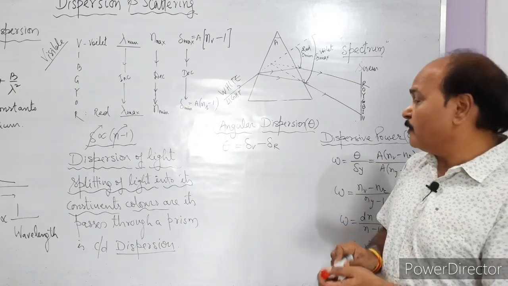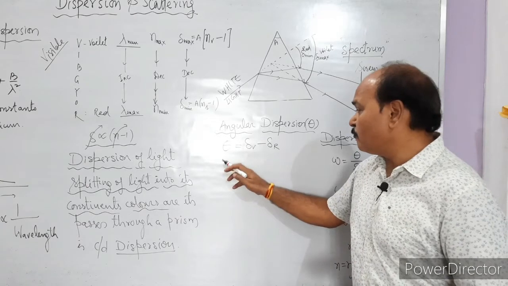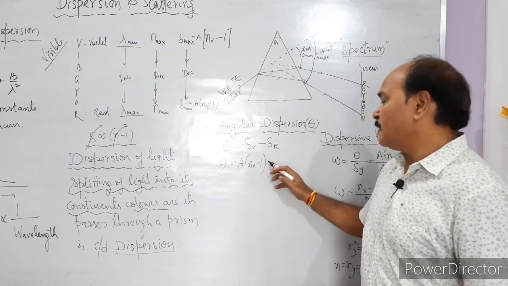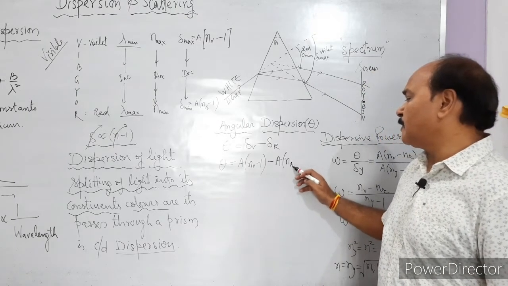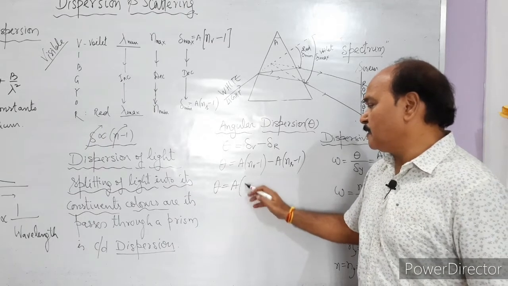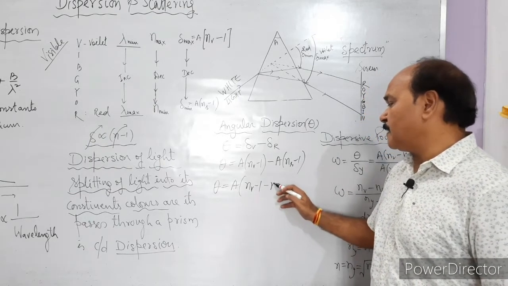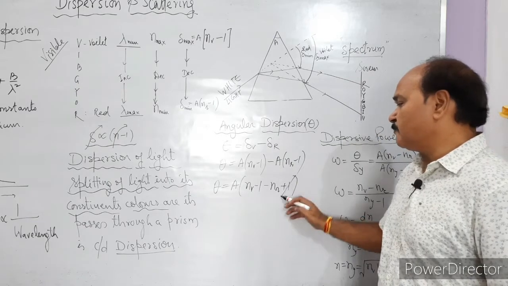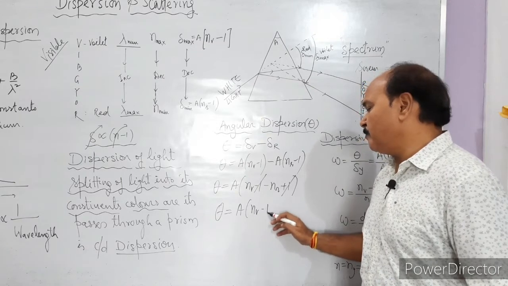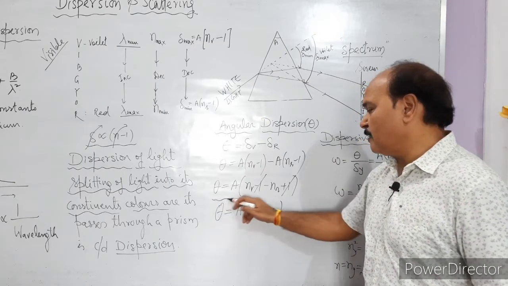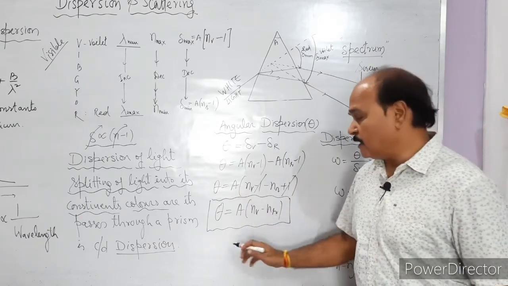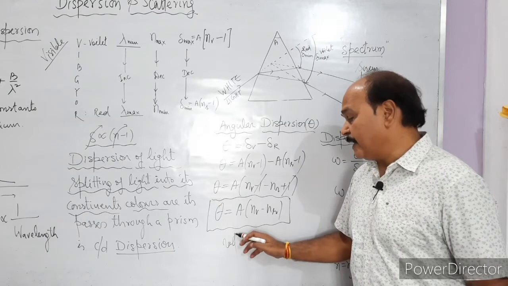If we substitute the value of deviation of violet color, what do we get? This is A times (NV minus 1) and this is A times (NR minus 1). You can see that this A comes out common. In the bracket we get NV minus 1 minus NR plus 1. This one cancels out and what do we get theta as? We get theta as A times (NV minus NR). So this is the angular dispersion produced by the prism. Of course it is an angle and its unit is going to be what? Radian.